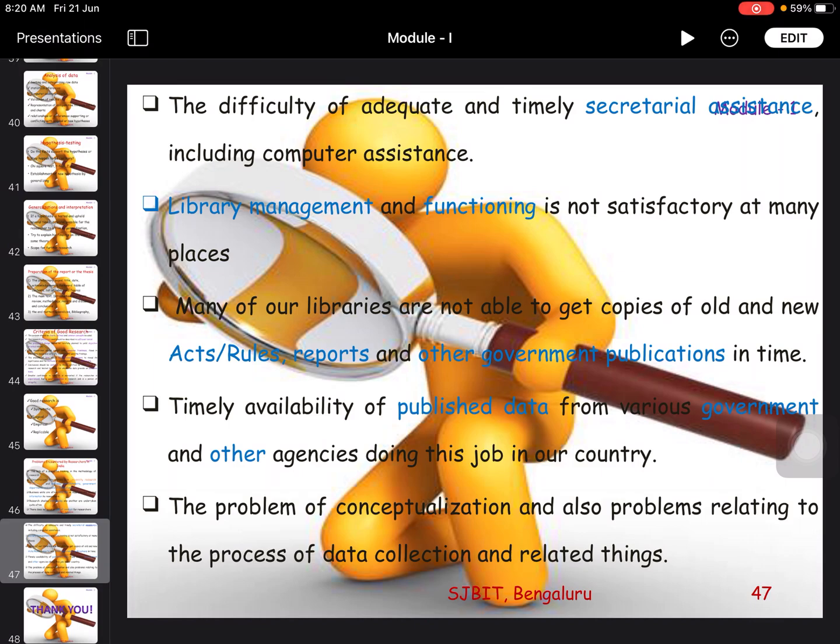So this is about research and its significance.